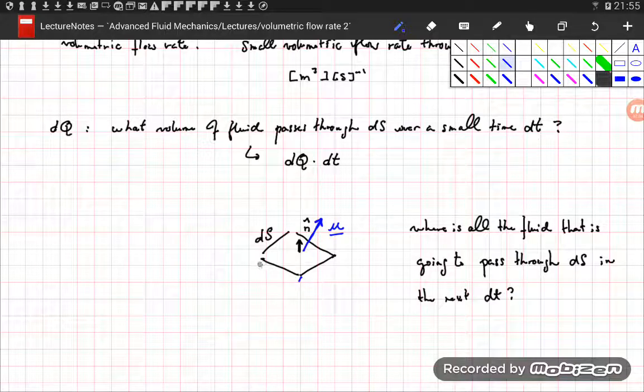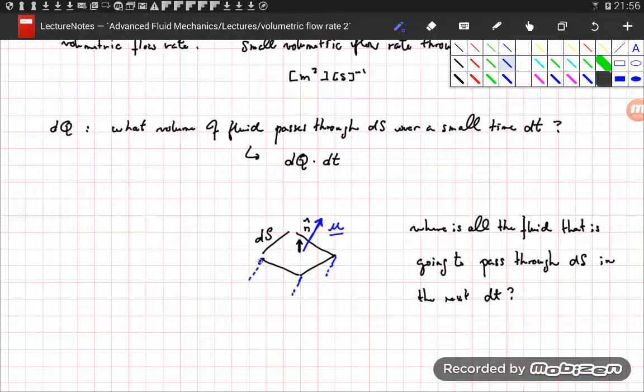So we can start to draw a volume here of fluid in the same direction as u, because the fluid is moving in the u direction. So that fluid here underneath will pass through the surface ds over the next time dt. And the question is now, how far does this volume extend underneath the surface ds?